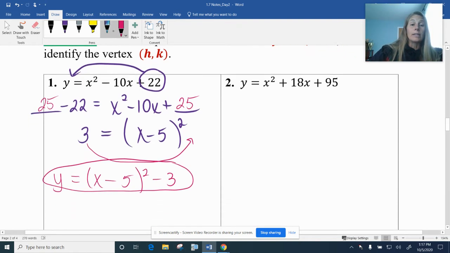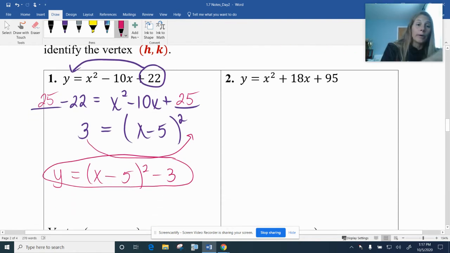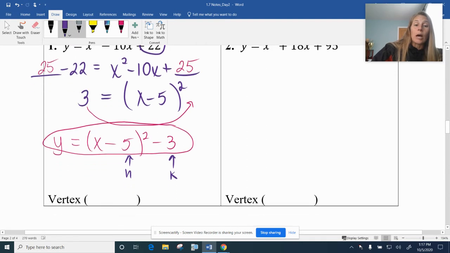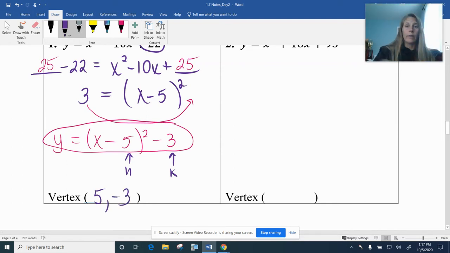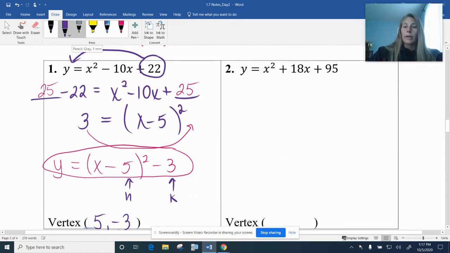So now I can identify my vertex. Now, if you guys remember, this is your h, and this is your k. So the h was always the opposite sign because it's the number being subtracted. So that's actually going to be positive 5, and then your k, you always keep the sign. So negative 3.